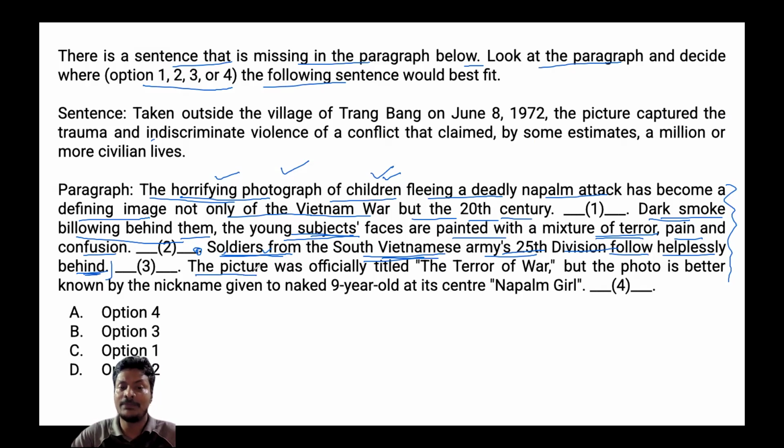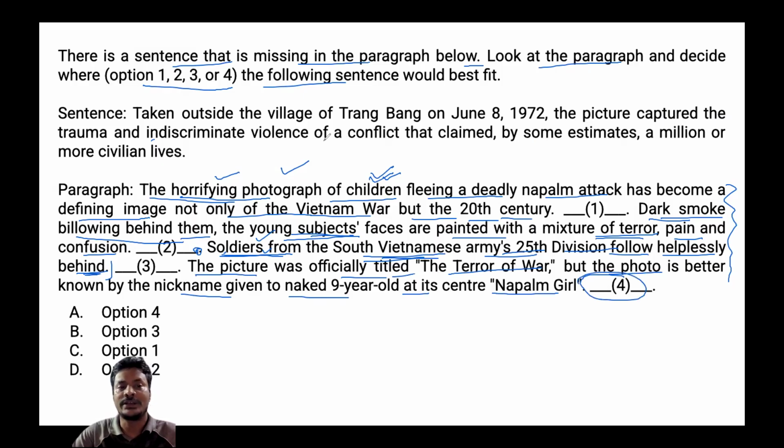After that it is written: The picture was officially titled. The picture indicates the helpless children, helpless soldiers, right? So the picture was officially titled The Terror of War, but the photo is better known by the nickname given to the naked 9-year-old at its center. And then you have a blank.